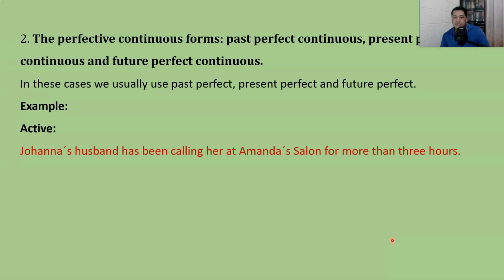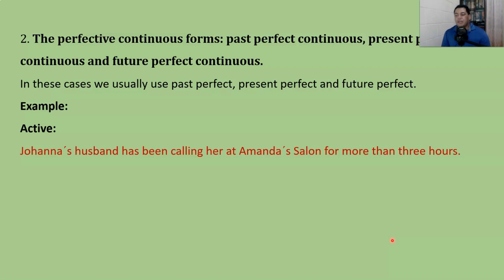And the second consideration is that perfective continuous forms are not usually used in passive voice because they become too wordy. Not because they are ungrammatical, it's just that they are too wordy and we want to avoid wordiness. So instead of using the continuous forms, instead of using the past perfect continuous, I'm going to use simply past perfect. Instead of using the present perfect continuous, I'm going to use the present perfect, and I think you get the idea, right?